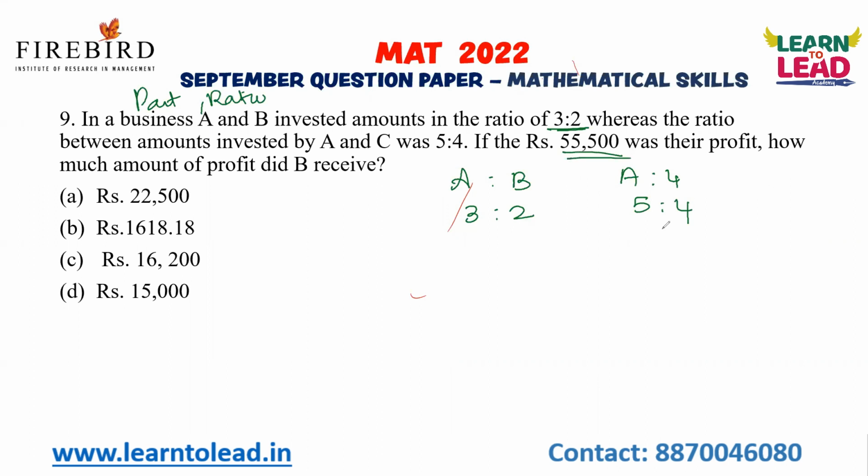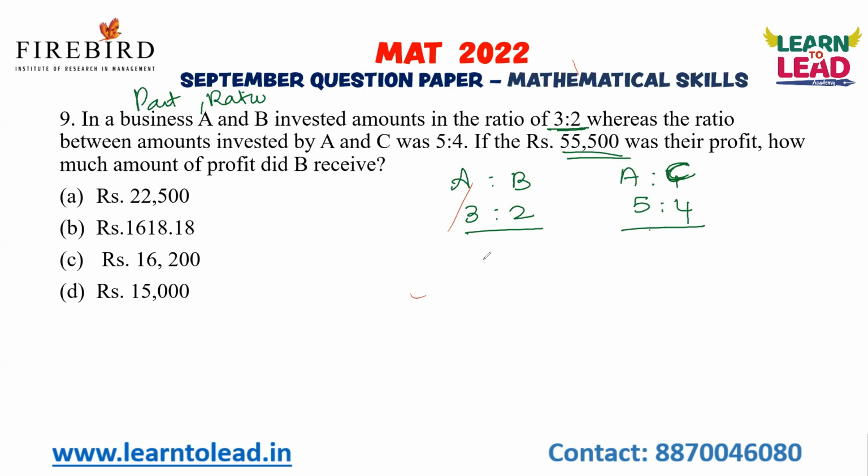I don't usually read the question completely, but by seeing the words itself, I'll try to understand. It will come only by practice. So they got 55,500 as the total profit, and how much profit B will receive. I just want to calculate the amount of profit which is going to be received by B. Here I got two ratios. Now I want to combine these two ratios to get the profit of B, right?